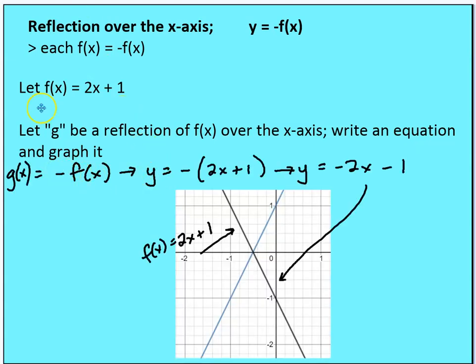All right, so I'm going to take f of x, and for g of x, I'm going to make that a reflection over the x-axis, so I'm going to make it negative f of x. So g of x is equal to negative f of x. So g of x is equal to negative 2x plus 1, or y is equal to negative 2x minus 1, which I'm going to graph. So first I have my first function, and this really should be drawn to this blue line here. f of x is equal to 2x plus 1, and then g of x is equal to negative 2x minus 1. Reflection over the x-axis is this black line.